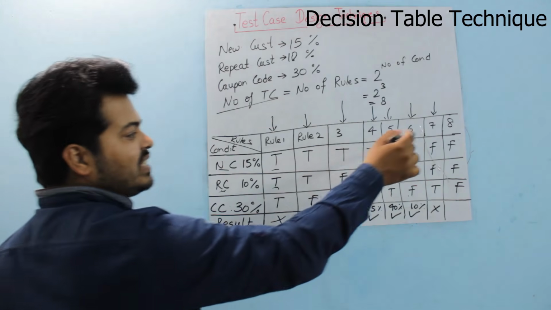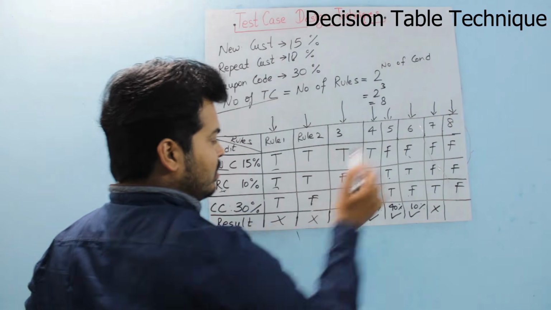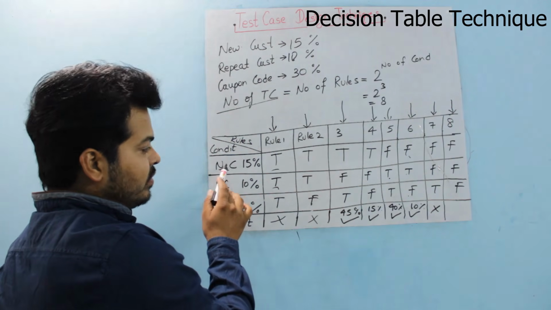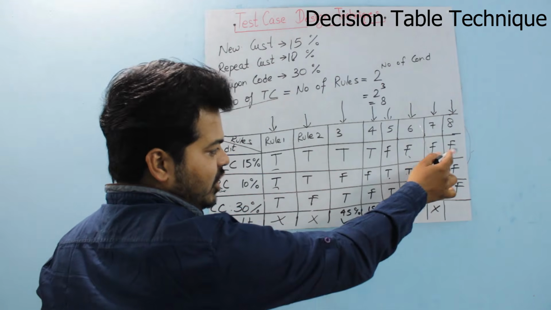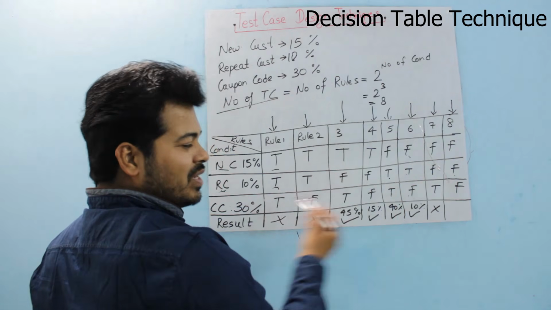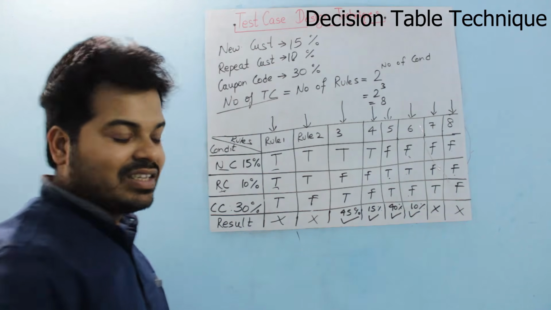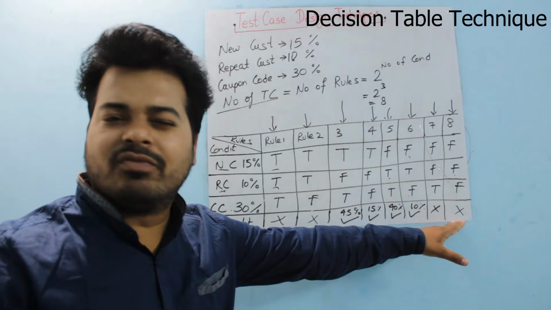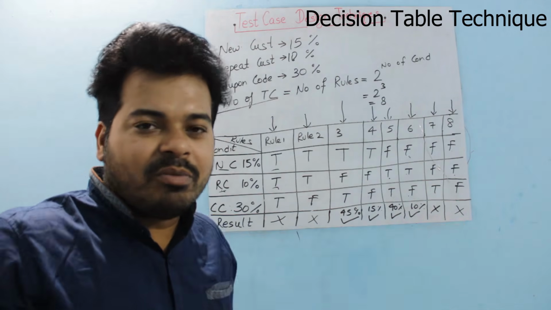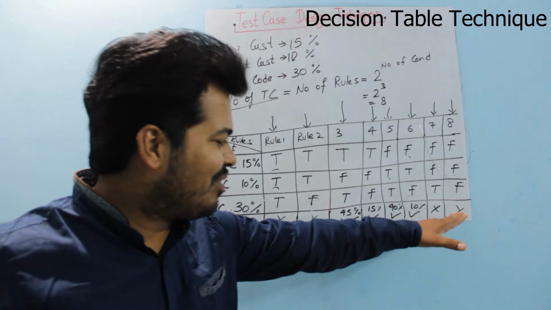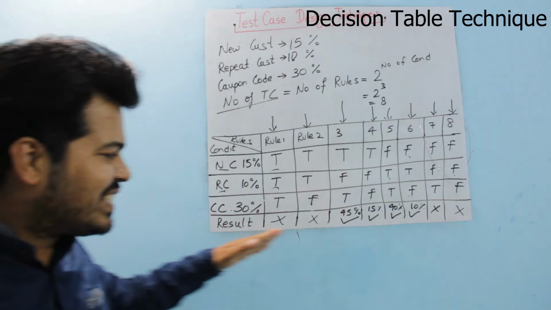And your eighth test case is telling that your customer is neither new, neither old, and neither having a coupon code, which is an invalid test case, which you need not perform. Even though you perform it, you are not going to get anything. So this is how you write your test cases.